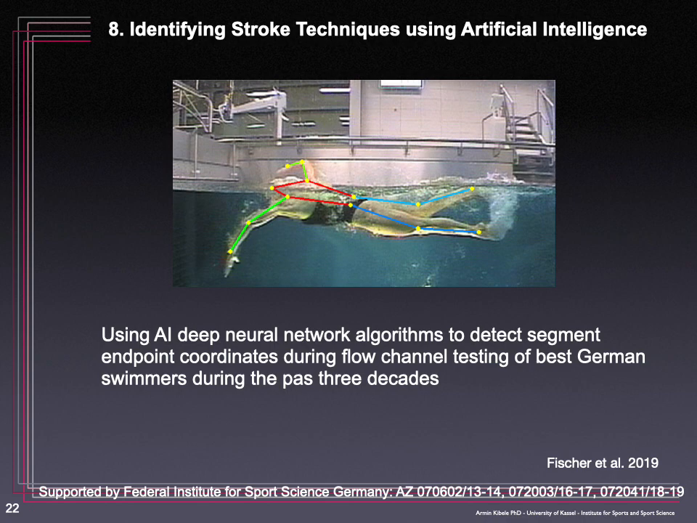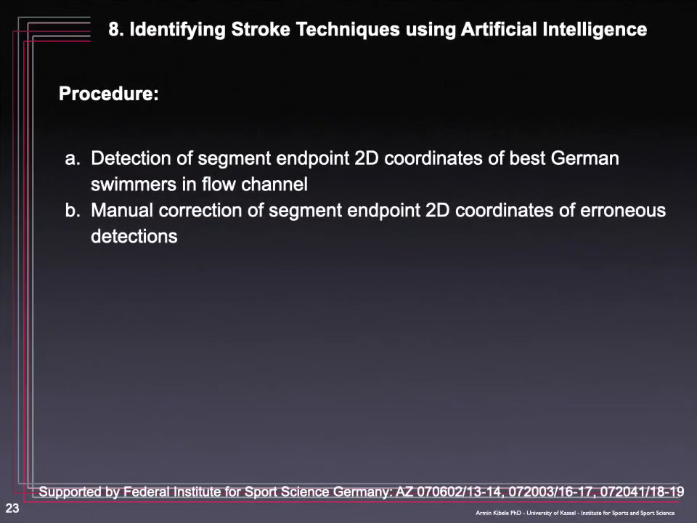In the first step of the study, videos of the best German swimmers of the last 3 decades were examined for their suitability for a fully automatic artificial intelligence detection algorithm using state-of-the-art deep neural networks to determine the coordinates of the body segment endpoints. The neural networks were then trained and tested in a previous research project using data from other swimmers in the flow channel. Here are the different steps of our analysis.